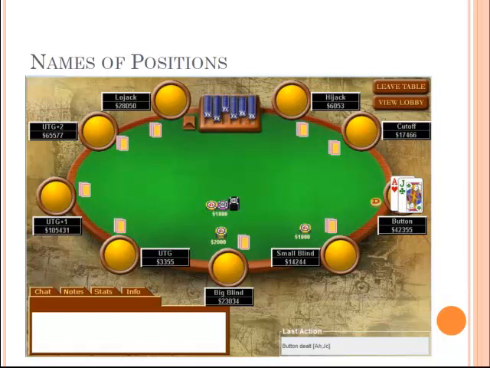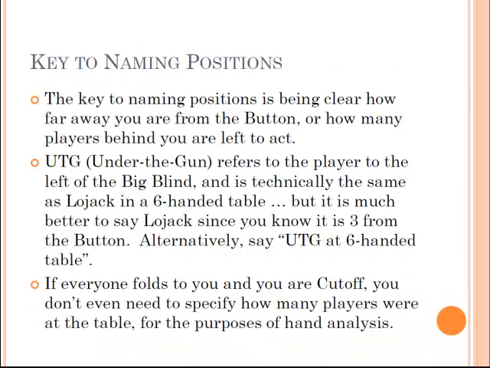This is what I was saying. If everybody folds to you and you're at the cutoff, you don't even have to say how many players are at the table. If I'm telling you about a hand I'm playing, and I just say everyone folds, I'm the cutoff, you don't need to ask me how many players were at the table when we analyze the hand. It doesn't matter, because everyone else in front of me folded. That's why these positions are all counting from the button.